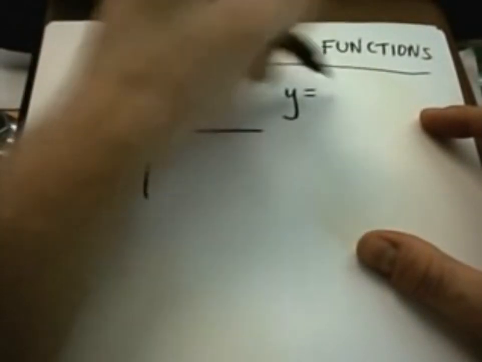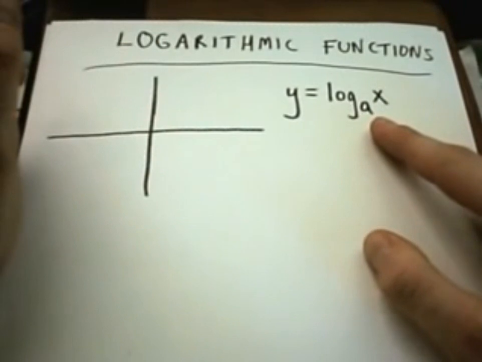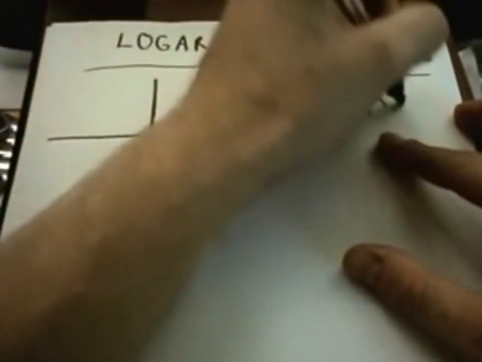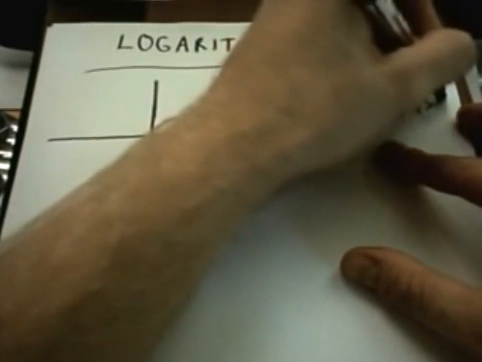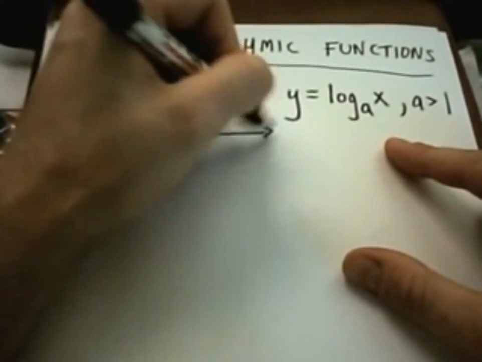So a logarithm looks like y equals log, and then we call it base a, of our variable x. And this base a can be any number greater than 0. We don't let it equal 1. But the most important case is going to be when this base is greater than 1.